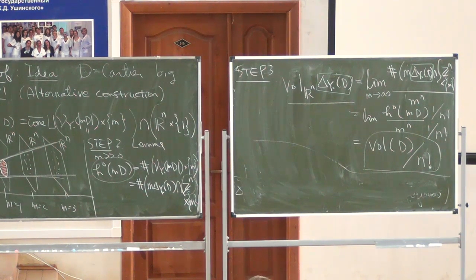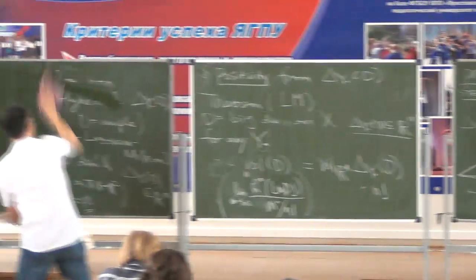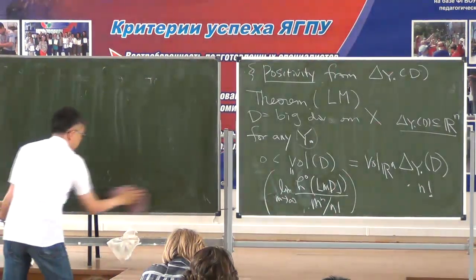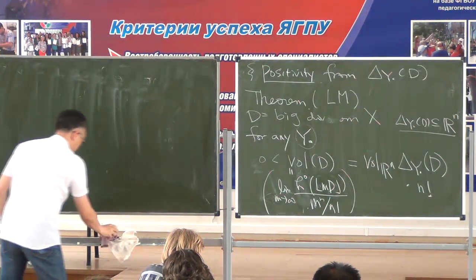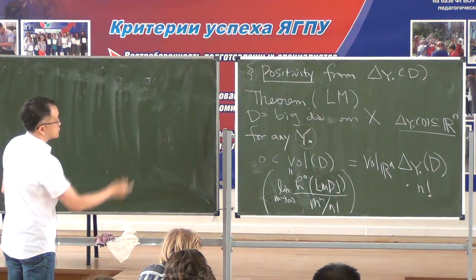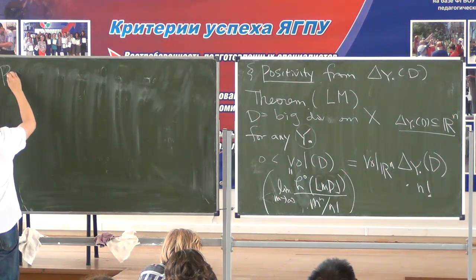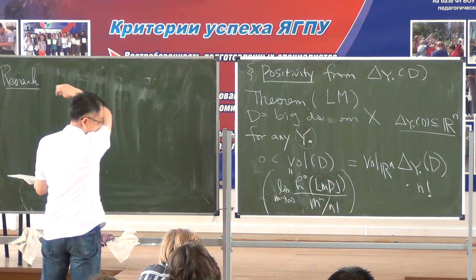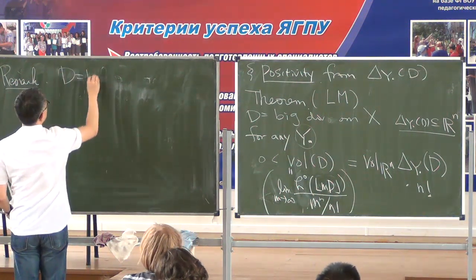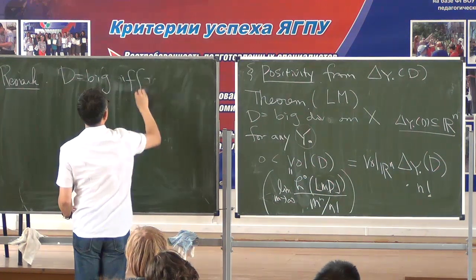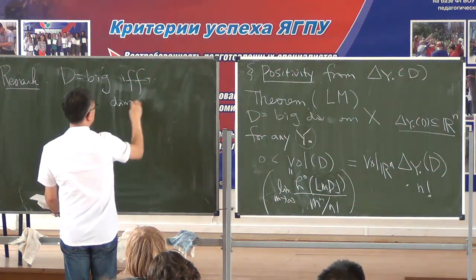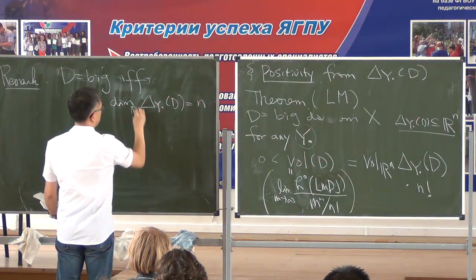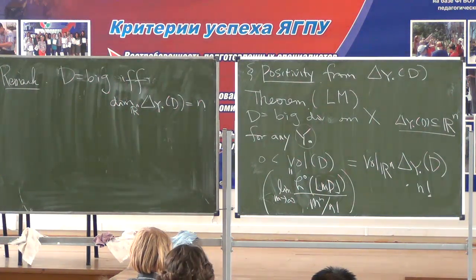Okay, so now let's focus on the dimension now. Okay. So in his paper, it's not explicitly stated, but you can easily see that D is big if and only if the dimension of the Okounkov body of D is n. Okay. So this is easy to observe.